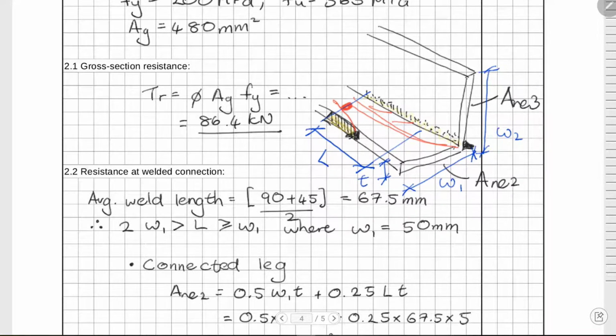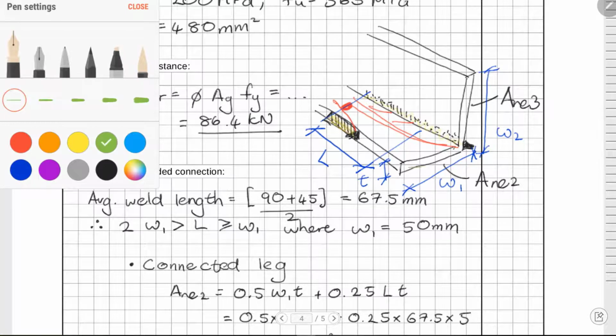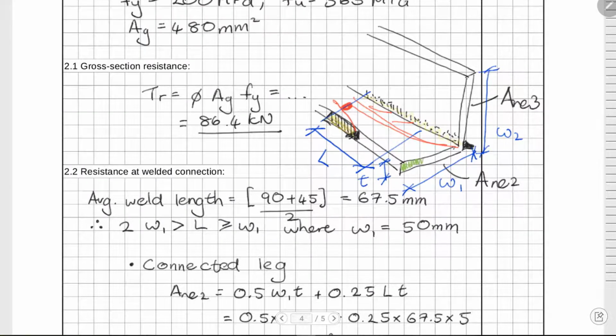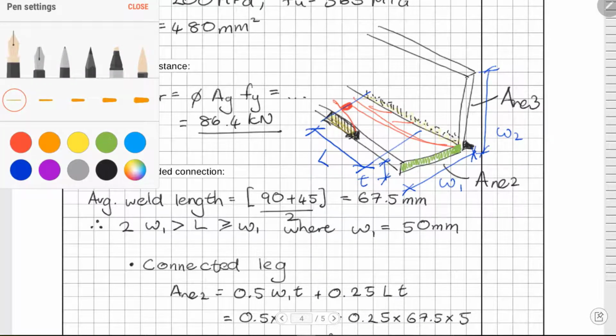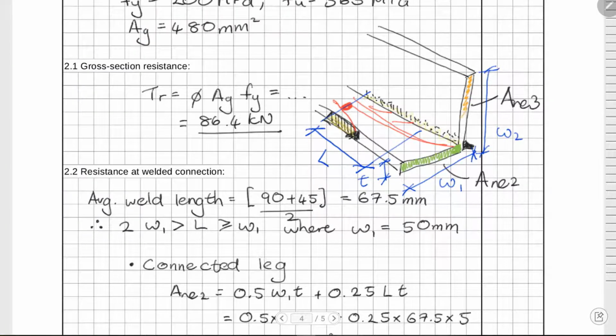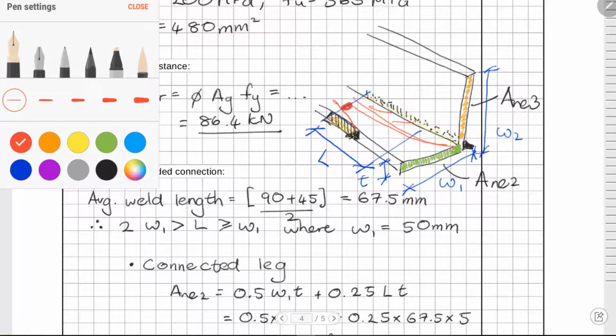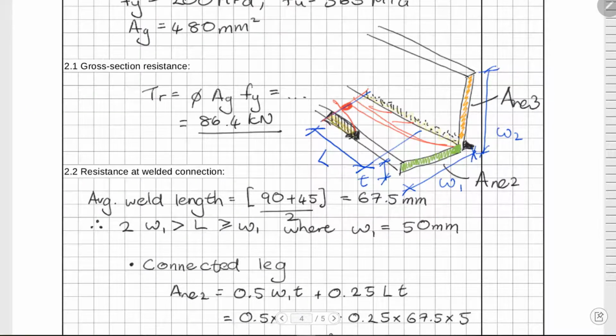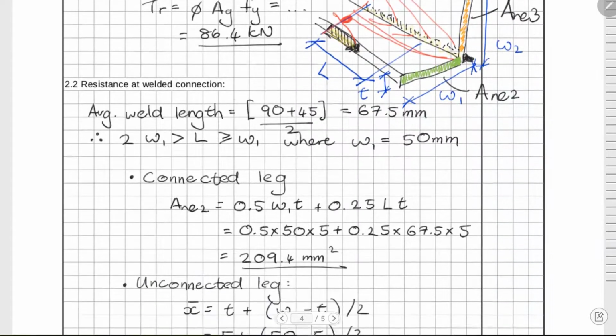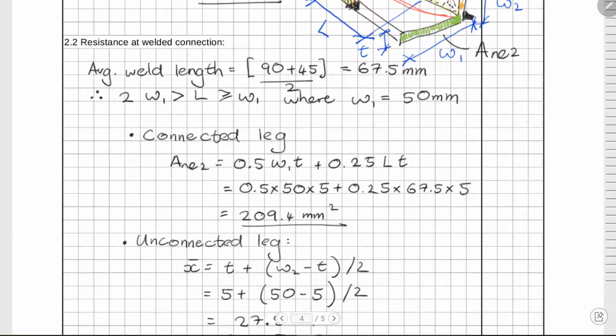And so from that, we are going to get two different areas: a connected leg, which is all the way to the edge, and then everything outside of that, an unconnected leg up the top there. Both of them are going to experience shear lag because the bottom will also have a distance for the load to spread out. Especially this top section may not be fully effective as it fails. So what I did is I just took my average weld length.